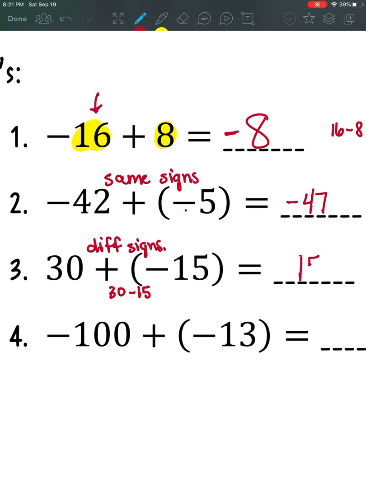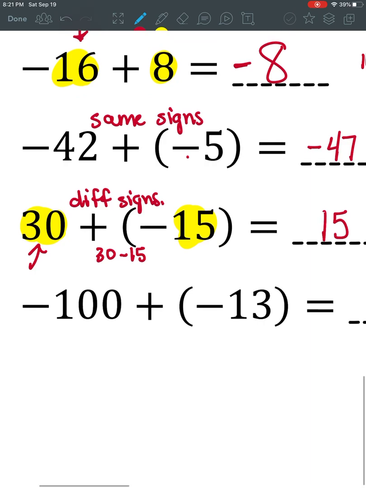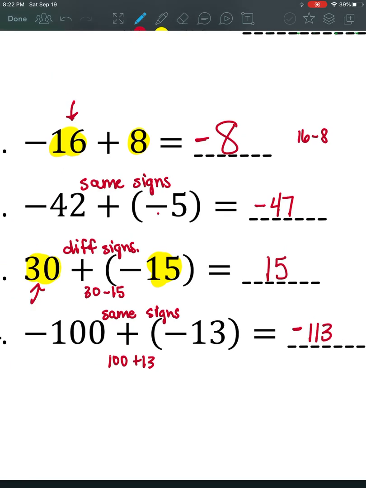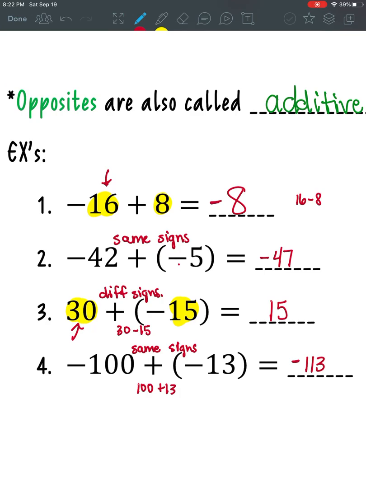So different signs means we're actually going to subtract them. And when we subtract them, we always take the bigger number minus the smaller number. And then keep the sign of the bigger number. So we have 30, we have 15. 30 is bigger, so our answer needs to be positive, so we can keep it just 15 like that. Okay? And then last one, negative 100 plus negative 13. We have same signs, so we will add them. 100 plus 13 is 113. And then keep the sign, so it needs to be a negative in the end.